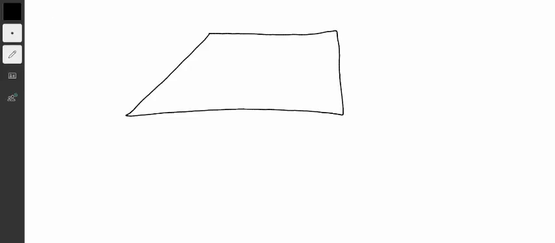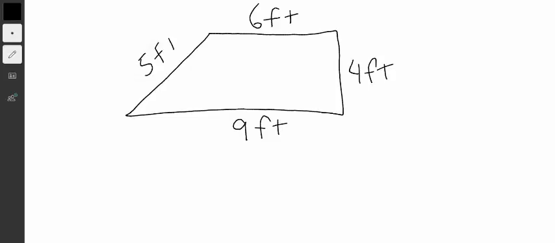Okay, we're going to find the area of this particular polygon. There's 6 feet here on the top. I'm going to draw it in for you. It's 4 feet height, and we have 9 feet base, and we have a 5 foot slant. So how would you find the area of this particular polygon? How would you find the area?